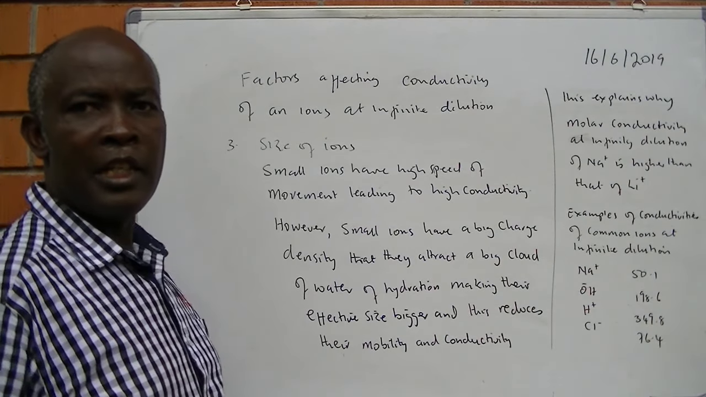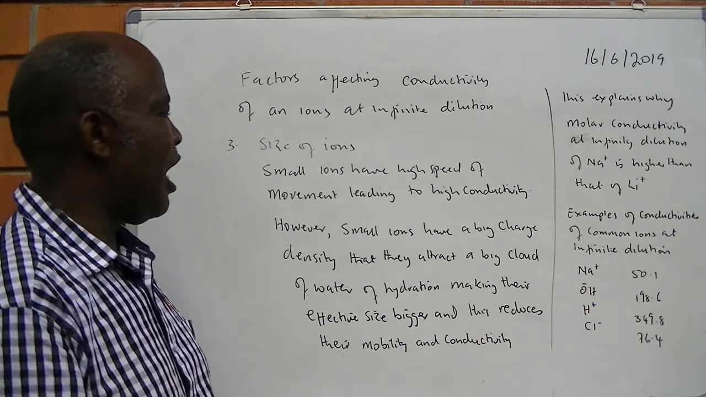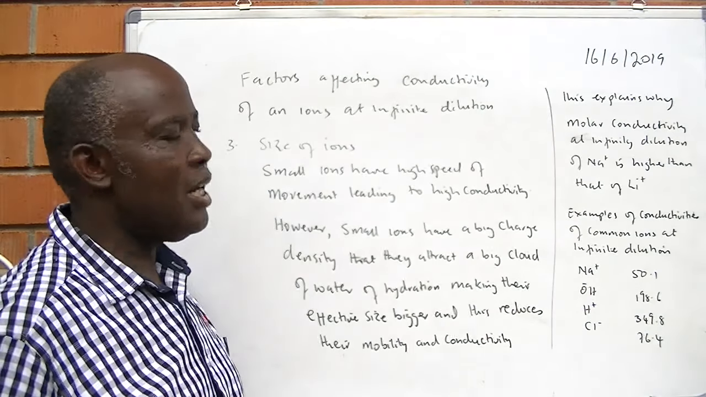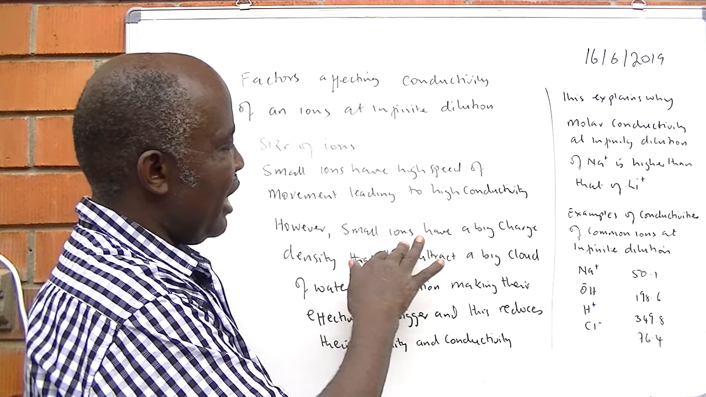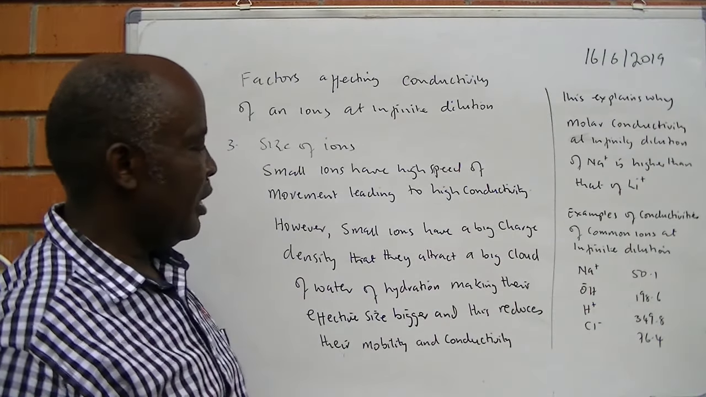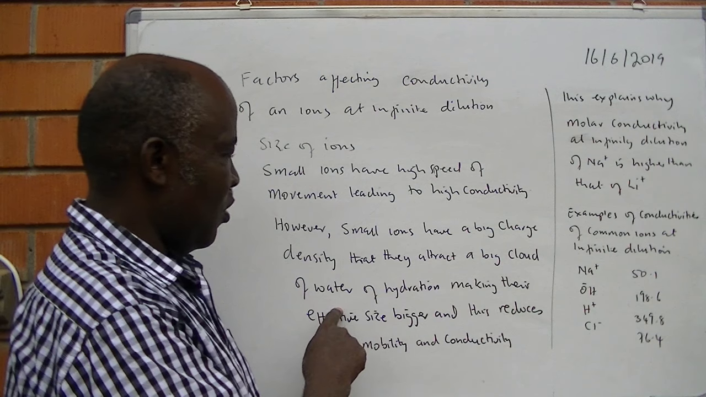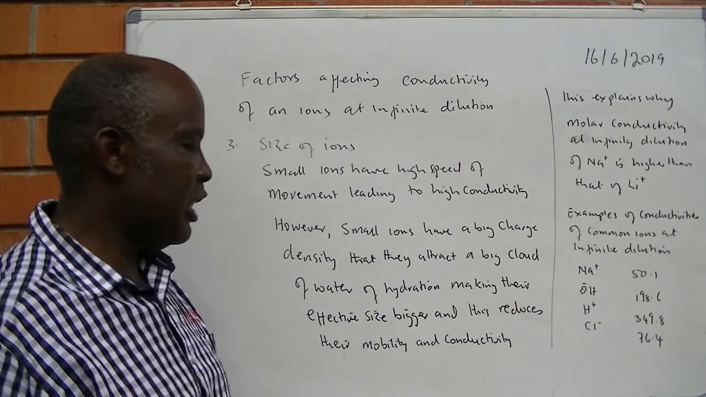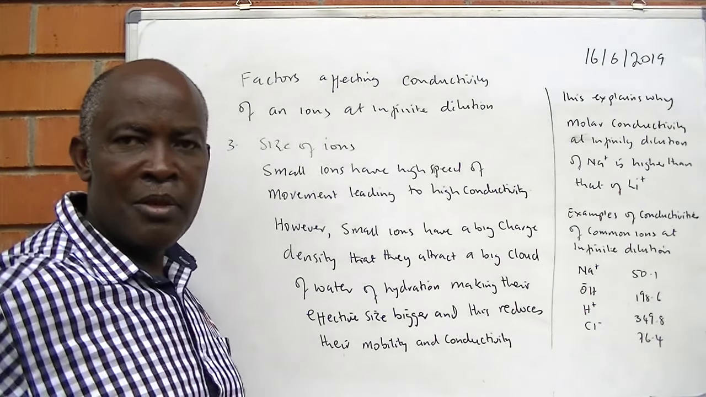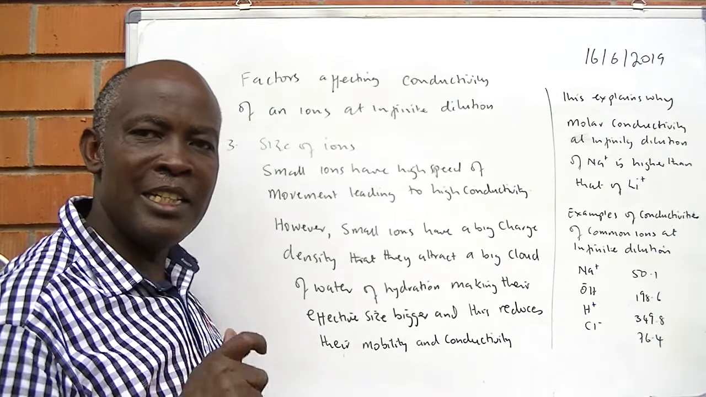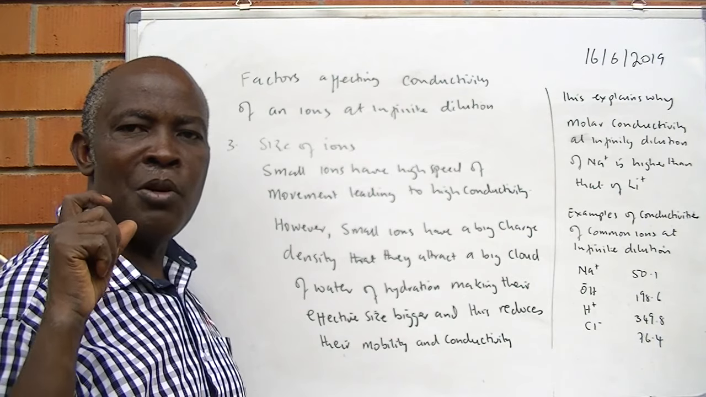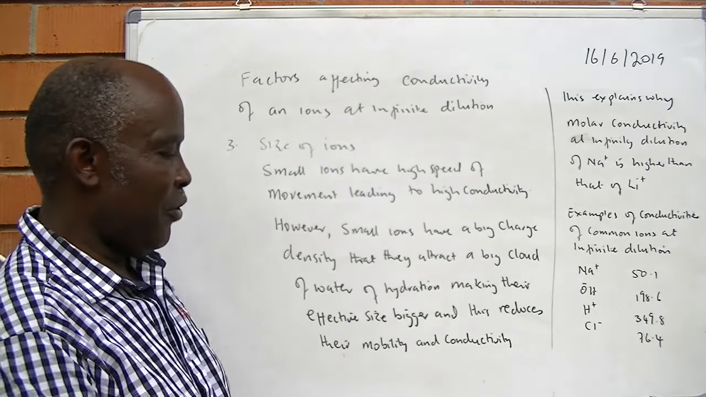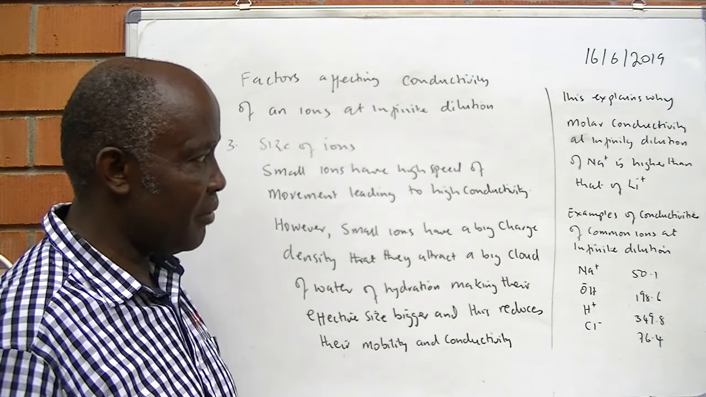3, size of the ion. Small ions have high speed of movement, leading to higher conductivity than bigger ions. However, small ions have a big charge density, so they attract a big crowd of water of hydration, making the effective size bigger, and this reduces their mobility and conductivity. Because small ions have a high charge density, they attract a bigger water of hydration. This makes the effective size bigger, and therefore their mobility and conductivity reduce.